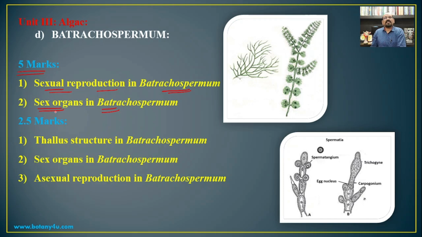Though the questions are asked in a different pattern, almost similar type of the description is expected in both types of the question. In the second one, that is the sex organ in Batrachospermum, we have to provide the structure of the male reproductive organ and the female reproductive organ. But in case of the sexual reproduction, we have to provide the formation of the gametes, fusion of the gametes, and again there is a formation of the spores, that is the carpospores.